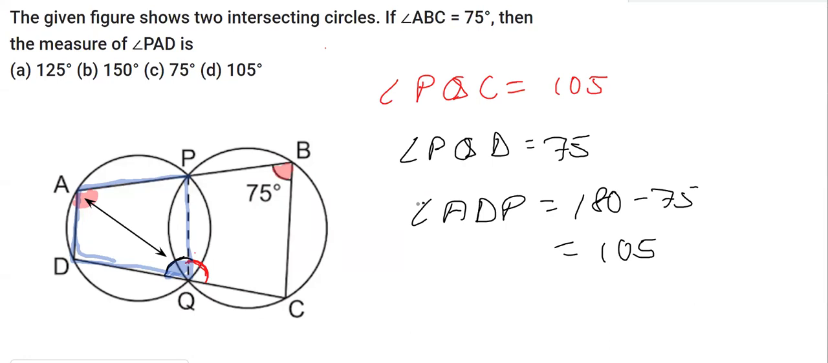Let me explain this part again. We have this angle given as 75 and these two angles are supplementary, since the opposite angles of a cyclic quadrilateral are supplementary. So we got the value of angle PQC as 105. Further, applying linear pair, I can say the value of angle PQD is 75. Linear pair means the sum of angles is 180 degrees. Once we got the value of this angle, we again apply the cyclic quadrilateral property. Since we know the value of this angle as 75, we'll get this as 105.